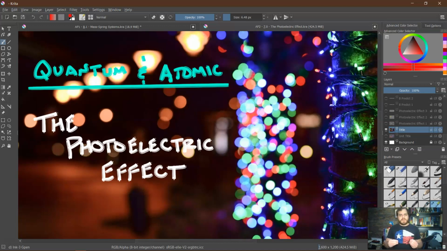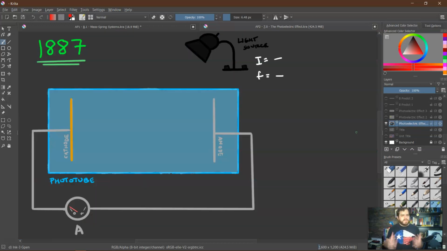the photoelectric effect experiment. Now, when the photoelectric effect was first discovered in 1887, it was kind of seen as being a bit quaint and trivial, something that maybe we would look into, but really nothing that important. So what does this experiment consist of?